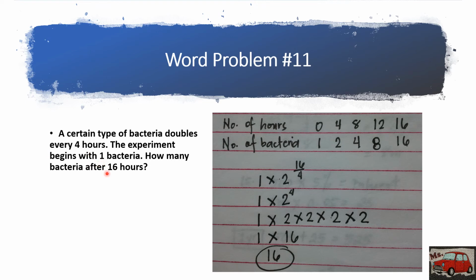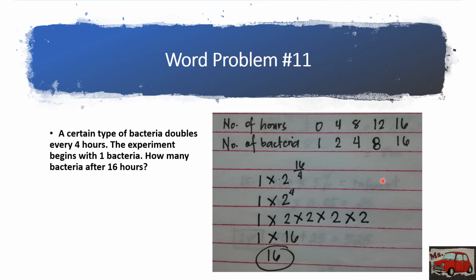Alright? So, we'll use the table. So, in 0 hour, of course, isa pa lang yung bacteria. Kasi nadodoble pa lang naman siya after 4 hours, diba? So, after 4 hours, yung isang bacteria na doble, so naging 2 na. Another 4 hours, so 8 hours nang nakalipas, so yung bacteria natin naging 4 na. After 12 hours, naging 8, and then after 16 hours, naging 16 na yung bacteria natin. Alright, so to answer this question, how many bacteria after 16 hours? The answer is 16 bacteria.